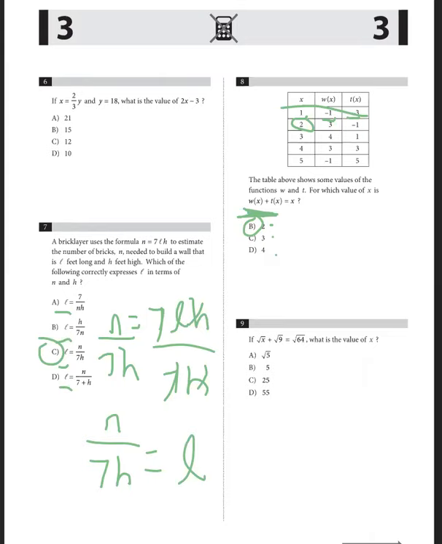So let's see number 9. It says, if the square root of x plus the square root of 9 is equal to 64, what is the value of x?